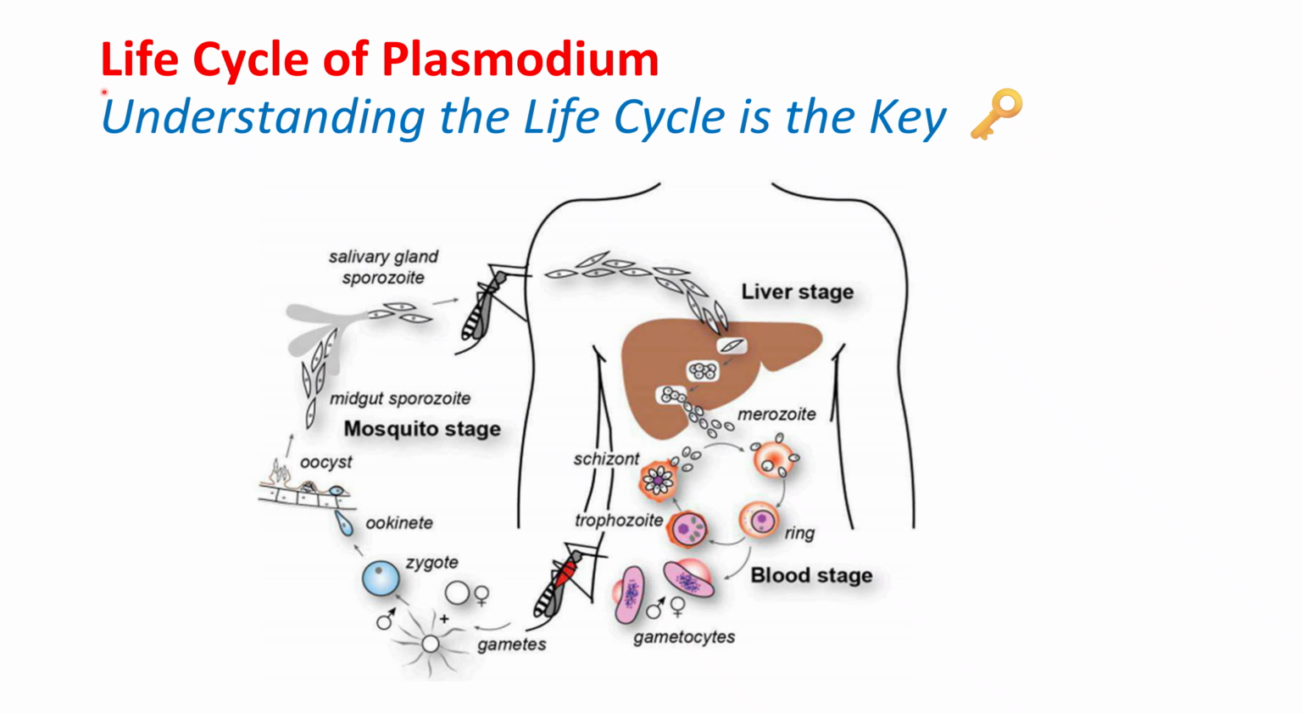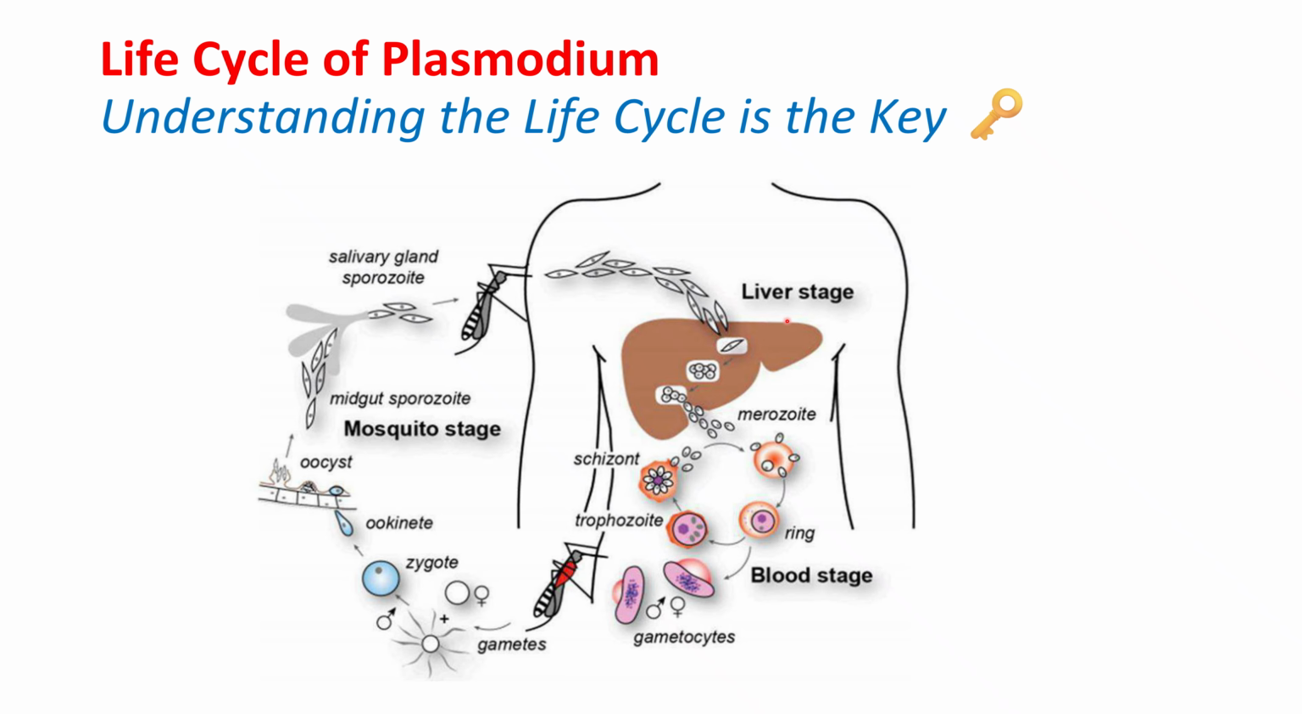So students, understanding the life cycle of Plasmodium is very important. There are two hosts. First is the human host and second is the mosquito host. First, we will briefly understand the stages inside the human host. An infected mosquito injects sporozoites into the human bloodstream while feeding. These sporozoites are the infective form to humans.